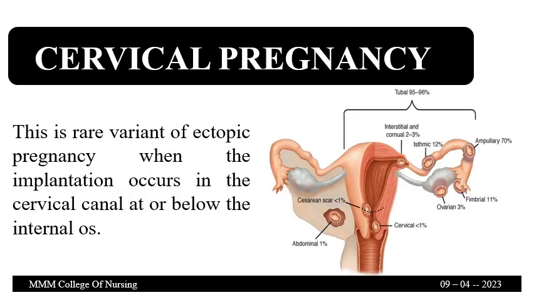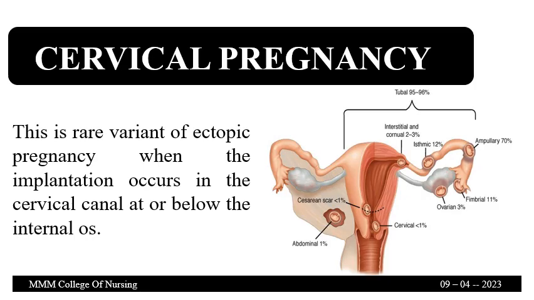The last type is the cervical pregnancy. This is rare and a variant of ectopic pregnancy. When the implantation occurs in the cervical canal at or below the internal os, then it is called a cervical pregnancy. The cervical pregnancy may be due to the rapid passage of the fertilized ovum, or fertilization of the ovum after it reaches the cervical canal. It is rare and seldom lasts beyond the 20th week of pregnancy.